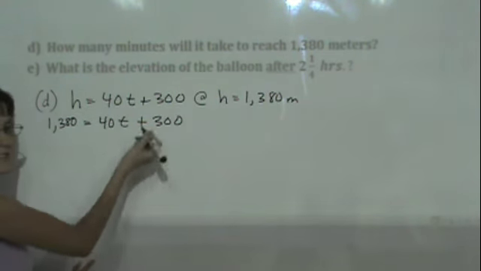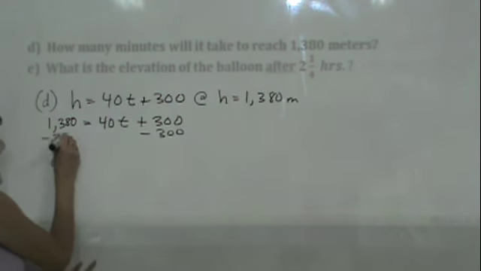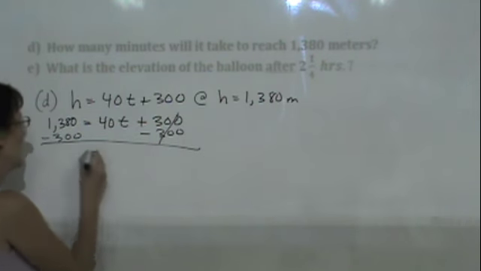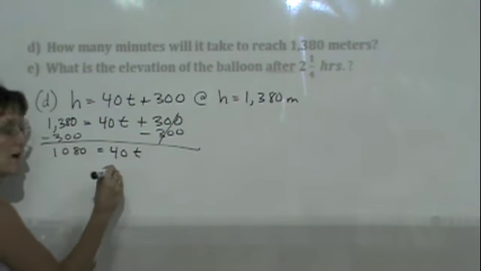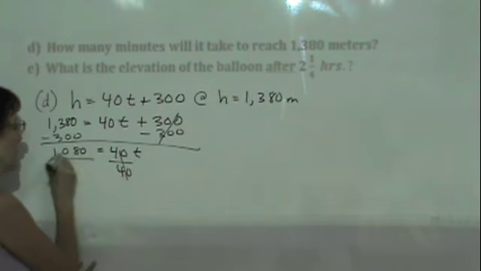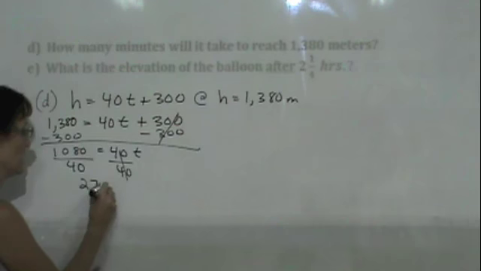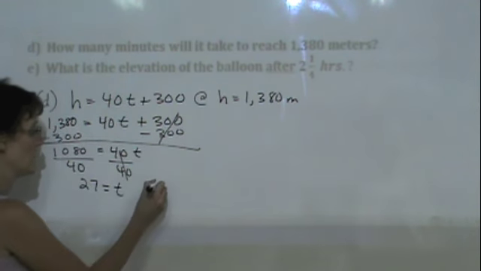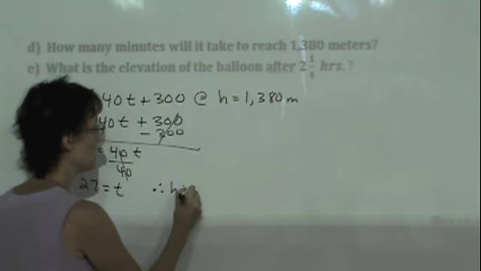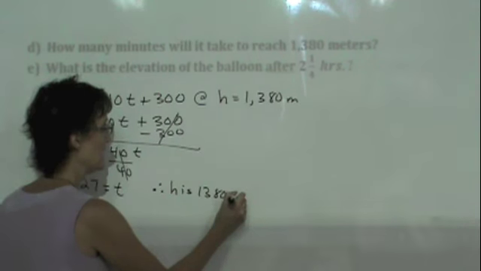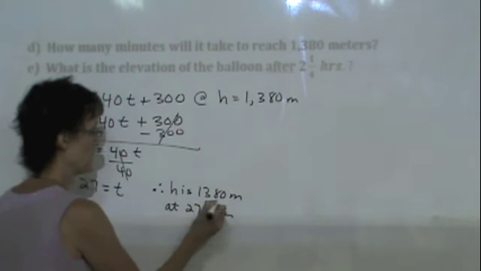Then I'm just going to solve my small algebra problem here. So subtract 300, and I get 1,080 is equal to 40t. Divide by 40. You guys can probably do this in your sleep. So then 27 is equal to t. What does this mean to the problem? The height is 1,380 meters at 27 minutes.